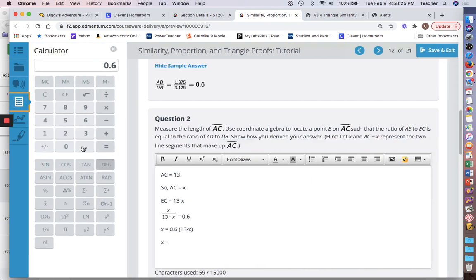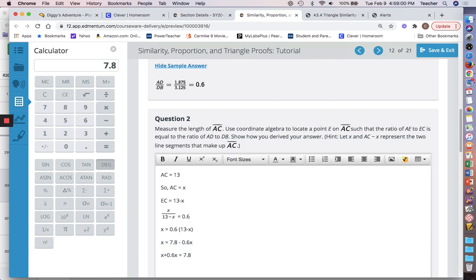All right, so 0.6 times 13. I have no idea what that is. 0.6 times 13. All right, 7.8. So 7.8 minus 0.6x because 0.6 times x is 0.6x. Okay. Let's see. Now I got to get my x's on the same side. So I'm going to add 0.6x to the other side. So x plus 0.6x equals 7.8 because it goes away on this side.